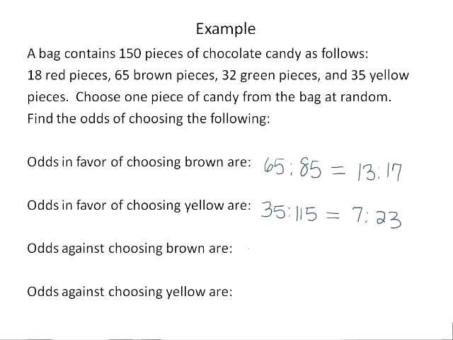Now we've already calculated the odds in favor of choosing brown, but the next question asks for the odds against choosing brown. So actually all we have to do is to reverse those two numbers to get 85 to 65, or once again 17 to 13 in its reduced form. So the odds against choosing yellow would be 115 compared to 35, which reduces to 23 to 7. So oftentimes it's easier to find the odds in favor of an event and then reverse the two numbers to find the odds against.